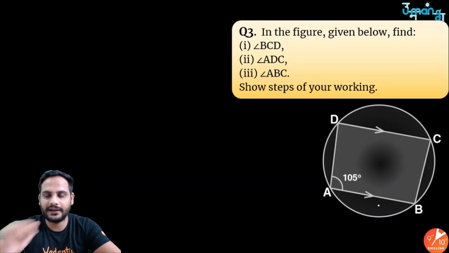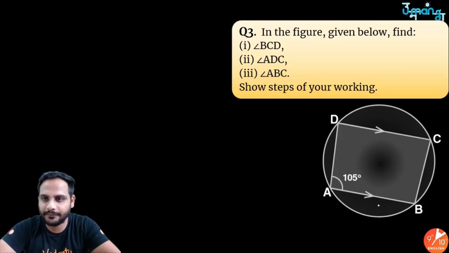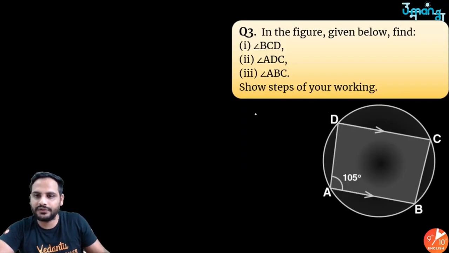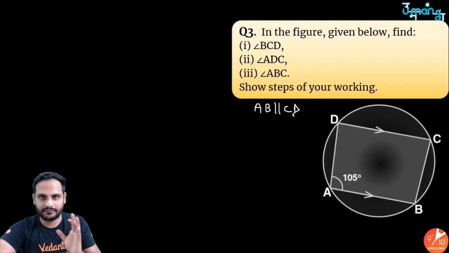Okay, beta. Let's go for the next question. The question says, in the given figure, find angle BCD, ADC, ABC. One more thing, these arrows show that AB is parallel to CD. Just to tell you, it is otherwise given, but since it is not written here, I am telling you these two arrows mean these two lines are parallel.